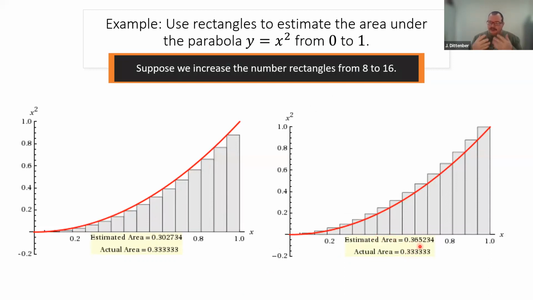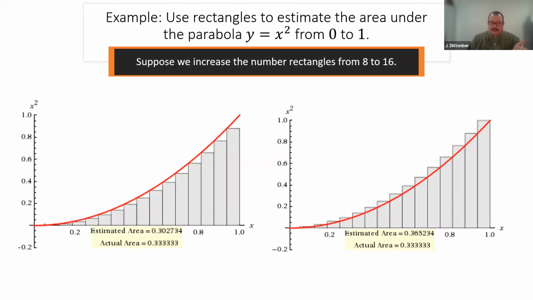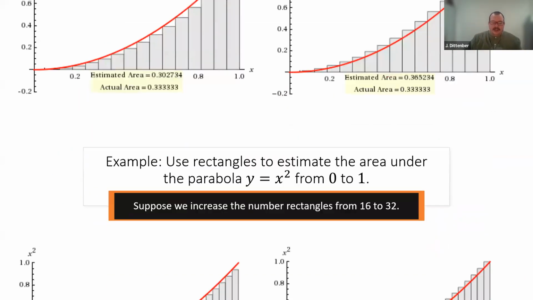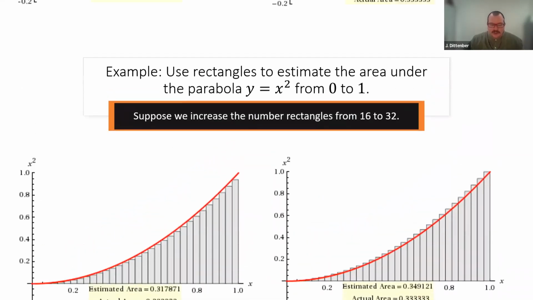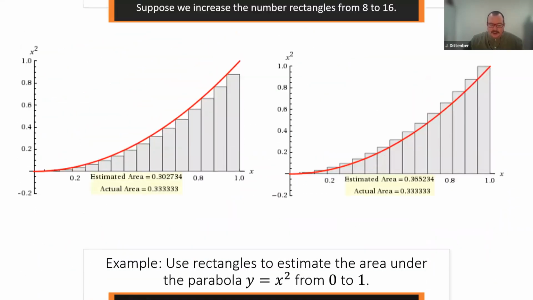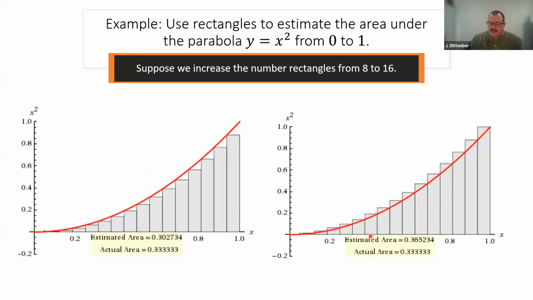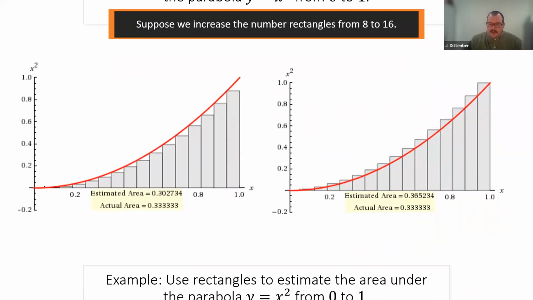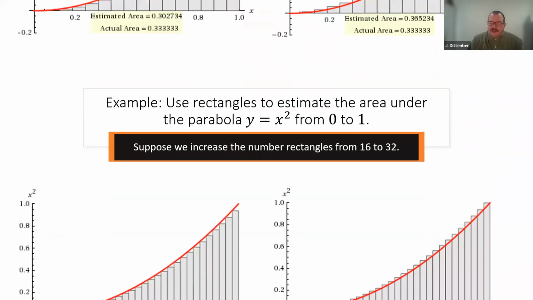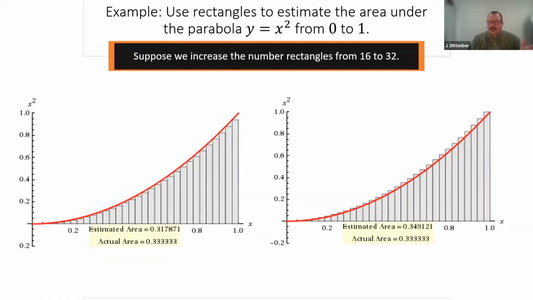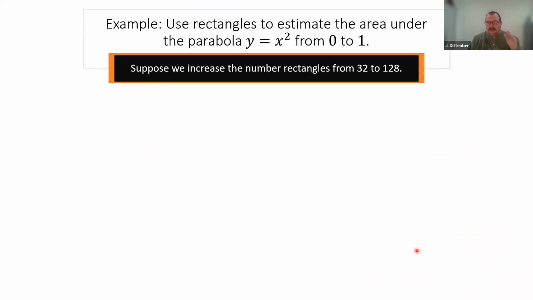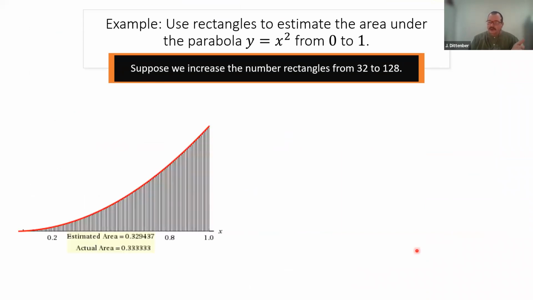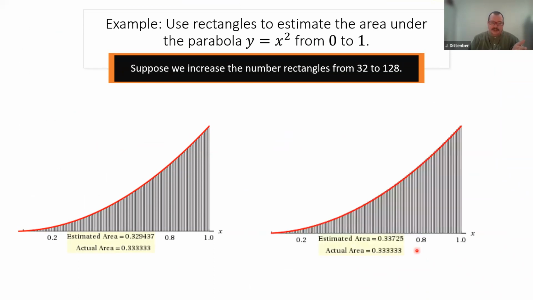So 16 rectangles is good. What about 32? Even better, right? You can see that between these two numbers, the difference between the estimated area and the actual area is decreasing. And so the idea is, how many rectangles can we actually put under the curve? Here I've got 128, and this is very, very good.